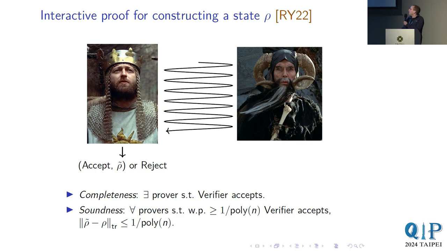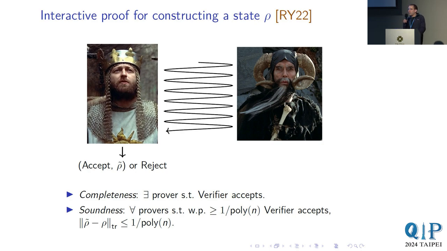Okay, so next step in the story, in previous work with Ewan, we defined a quantum state analog of interactive proofs. Here, the verifier is trying to construct a state, let's call it rho. It exchanges a bunch of messages with the prover, and then the verifier will accept or reject, and when accepting, also output some state rho tilde.